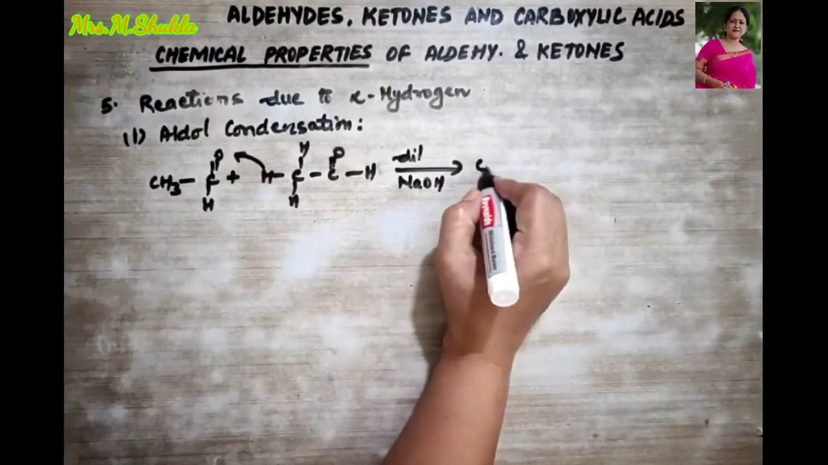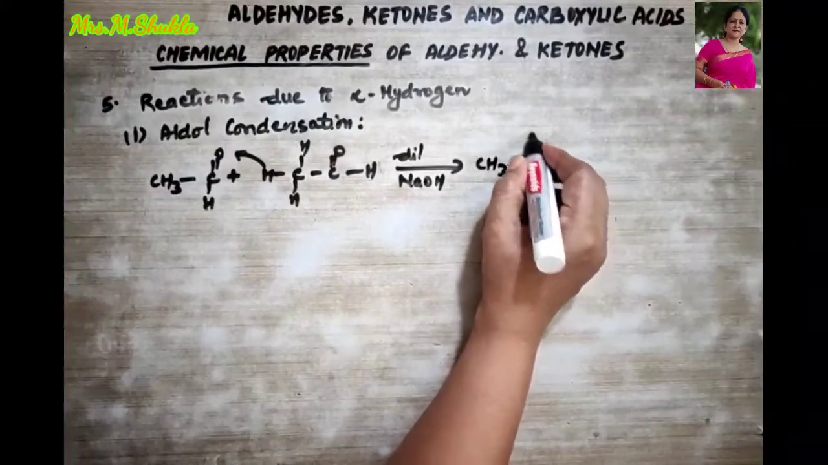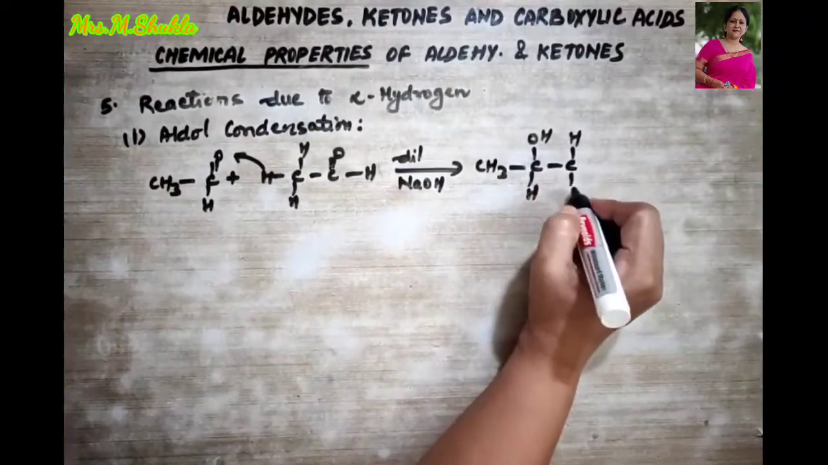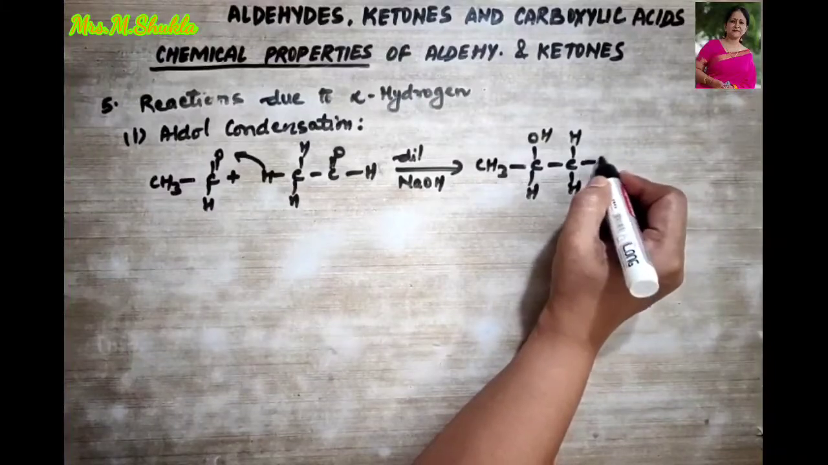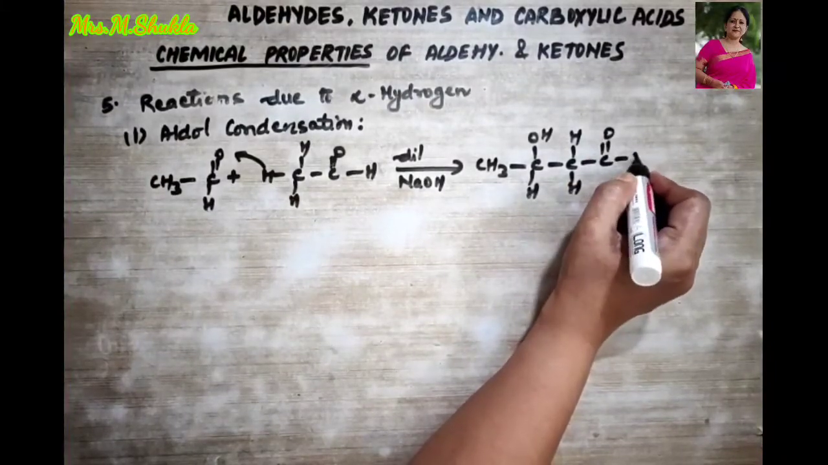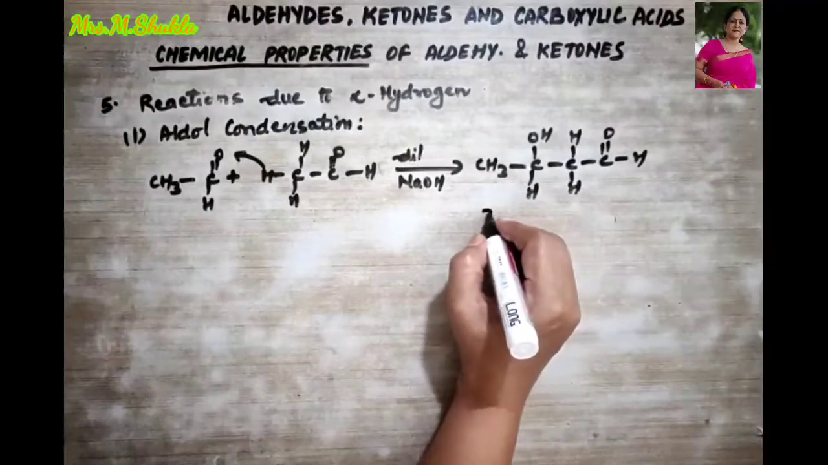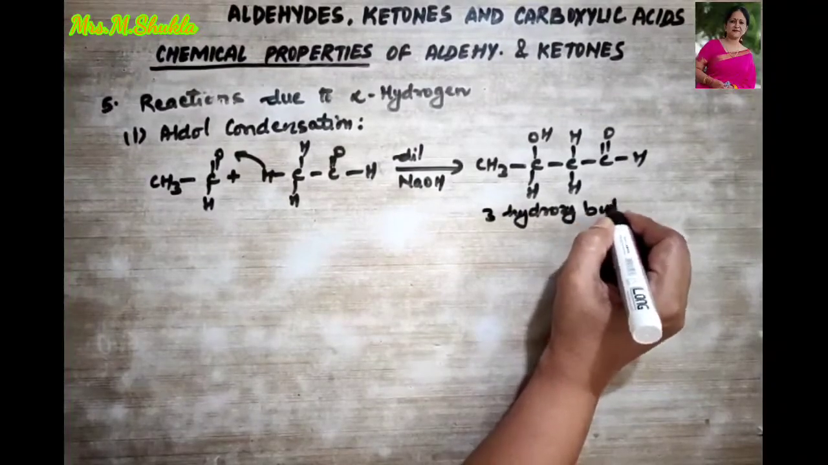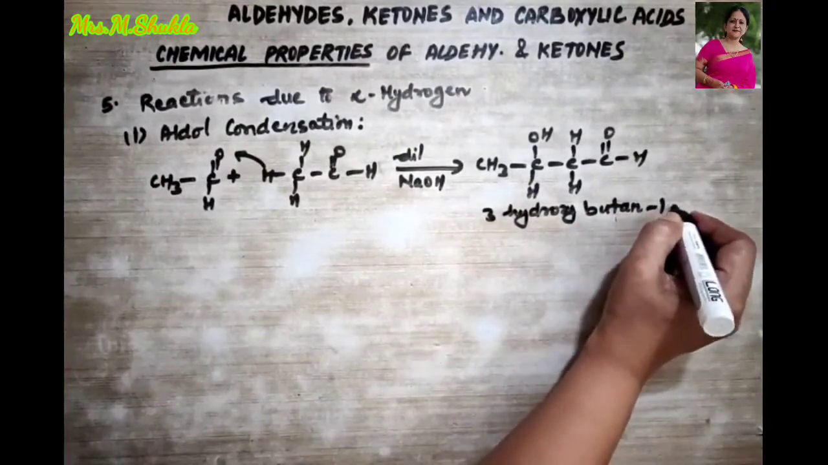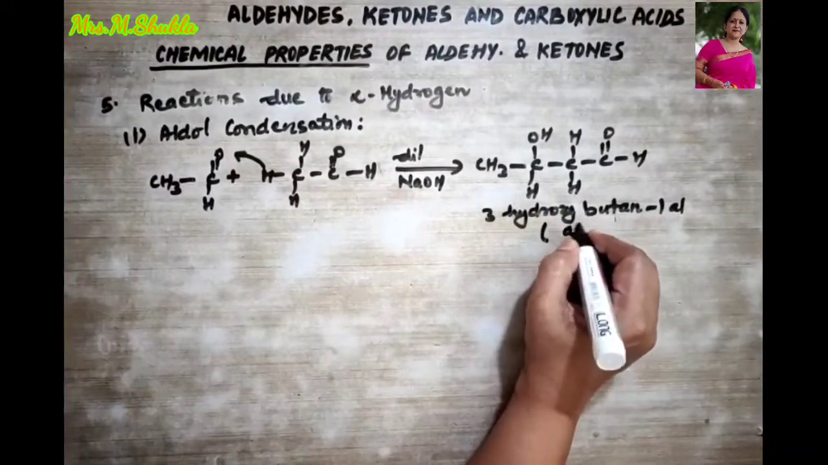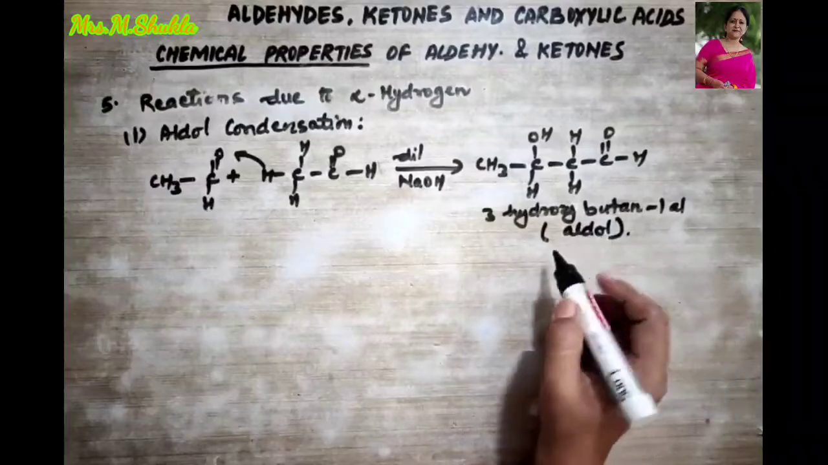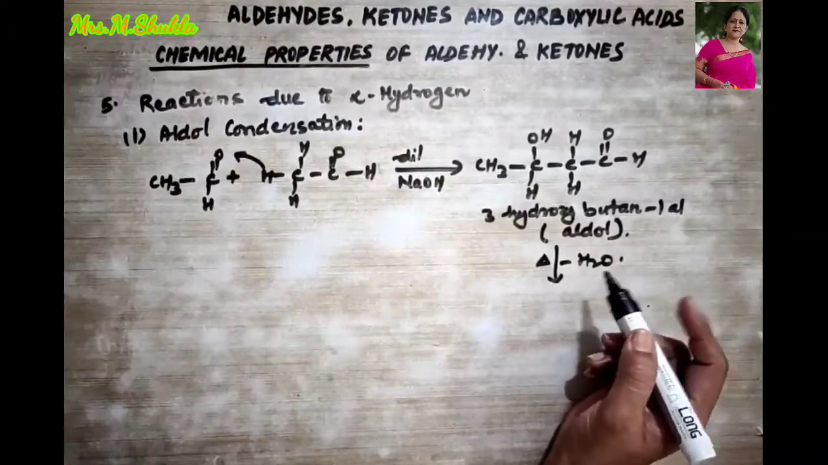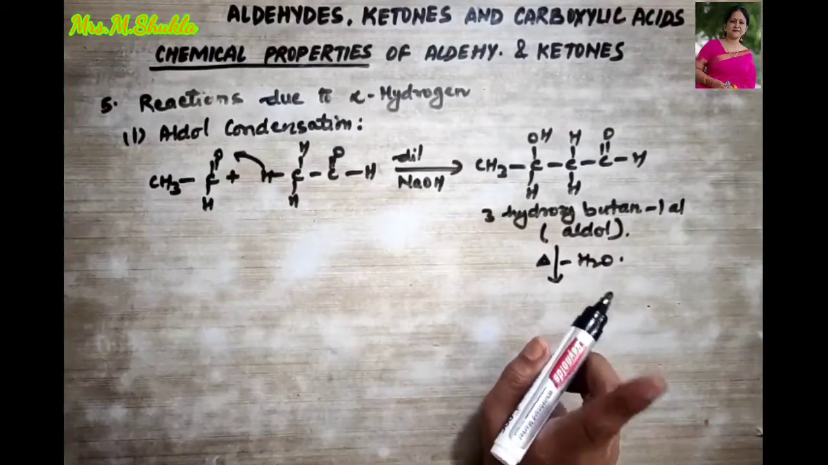It is going to form what? CH3CHOHCH2C double bond O and H. What is the name of this? This is 3-hydroxybutan-1-al, and this is called aldol. Further, when water is removed on heating, it is going to give us but-2-en-1-al.